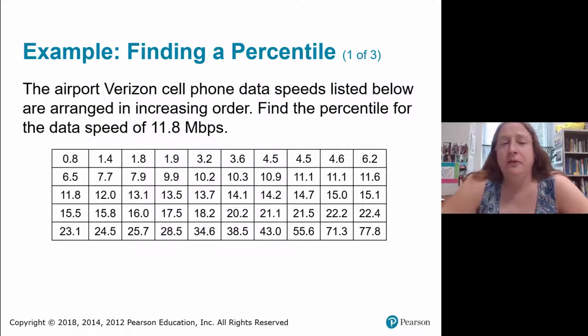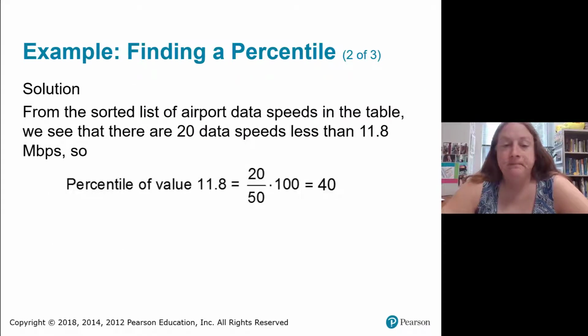Here's Verizon cell phone data speeds, and we want to find the percentile for the data speed of 11.8 megabytes per second. So we look through our data and we count how many occurrences there are that are less than 11.8. That happens to be the first 2 rows of this data, which accounts for 20 observations. So we have 20 data speeds less than 11.8 divided by the 50 total observations we have, and we multiply times 100, giving us 40.